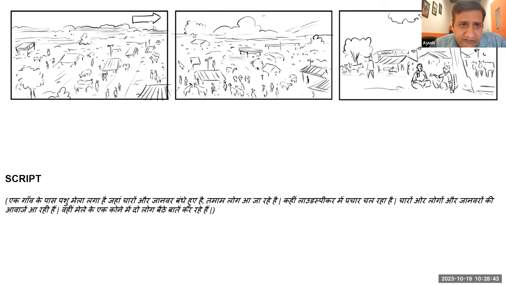And then there are camera movements to be added. So this one, this block arrow means that the camera is moving from left to right.